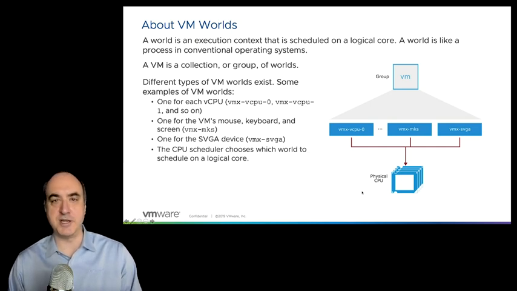Now there are all these other worlds that make up a VM. We just show an example here where there's a world that represents the VM's console. That's called the mouse, keyboard, and screen world, or otherwise known as MKS or VMX-MKS. There's also a world that represents the SVGA device. That's the VMX SVGA. I know this is just a couple examples. Depending on how many virtual devices you assign the VM and what version of vSphere, that will ultimately determine how many worlds a VM is actually made up of. And the goal of the scheduler is to choose which world to schedule onto any logical core out there.